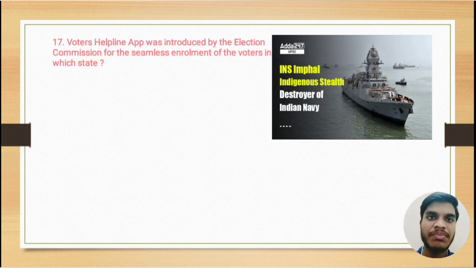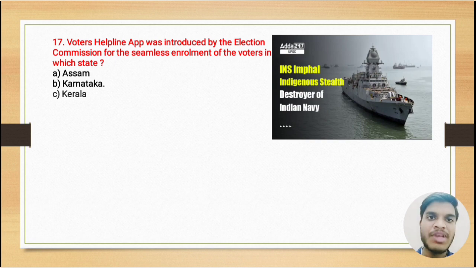17th one, Voters Helpline app was introduced by the Election Commission for the seamless enrollment of the voters in which state? Option A, Assam. Option B, Karnataka. Option C, Kerala. Option D, Goa. The answer is option B, Karnataka.